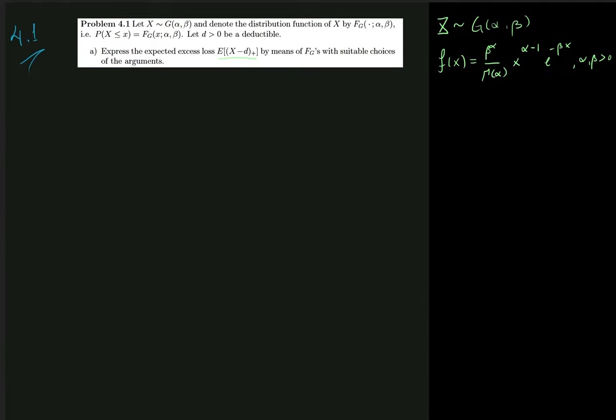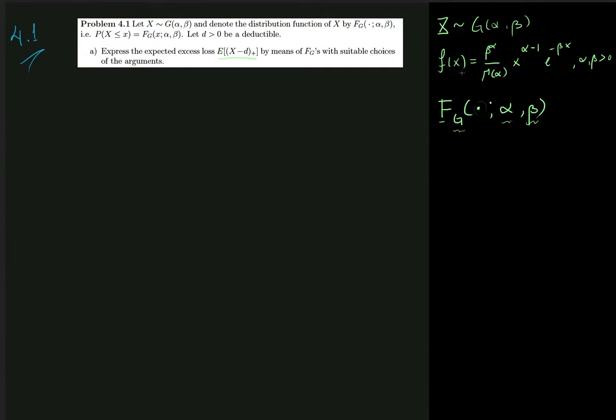What do we have apart from that? Well, they say let F_G denote the distribution function. So F_G with the dot, the dot just denotes the argument. If we had the probability of x less than or equal to x, there would be an x there. After the semicolon, we have the parameters. So we read this as the distribution function of the gamma distribution with parameters alpha and beta evaluated in whatever we put here.